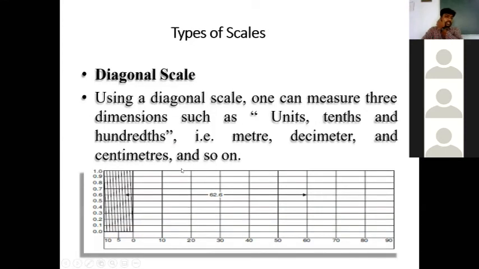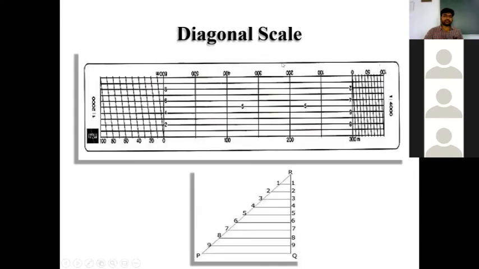Next, coming to diagonal scale. In the diagonal scale, we're going to have 3-dimension measurements such as units, tenths, and hundredths. That is, we're going to make it unit as meters, decimeter, and centimeter, and so on.